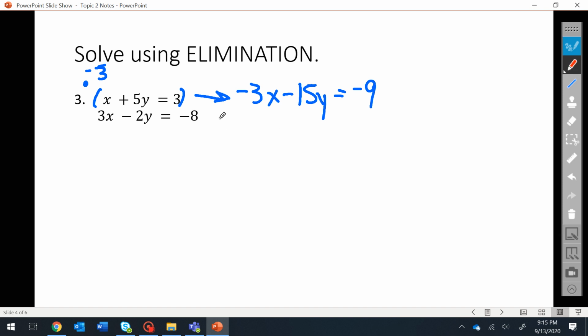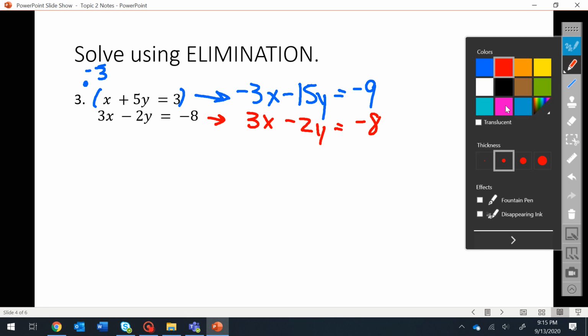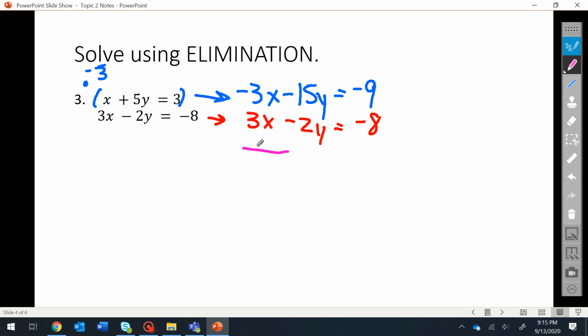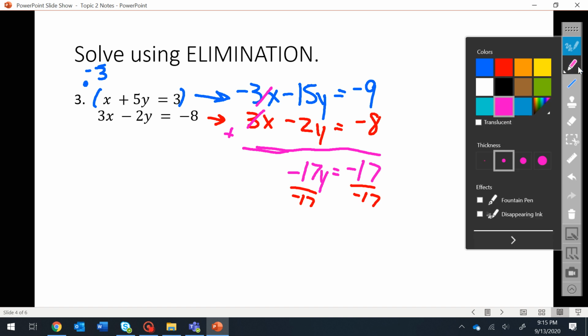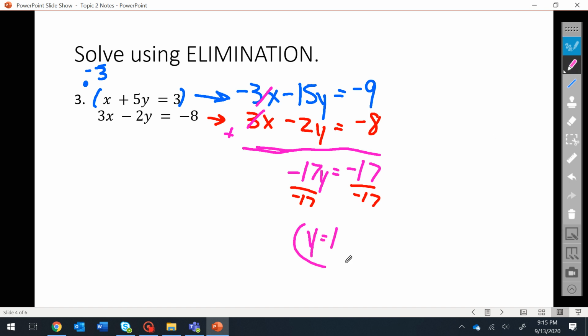And the second equation I'm going to leave the same. The reason is because now I have variables that will cancel when I add the equations. These x's will cancel when I add the equations. If I add these equations, negative 3x and 3x cancel out. Negative 15 plus negative 2 is negative 17y, and negative 9 plus negative 8 is negative 17. And now I can solve this for y. Divide by negative 17 on both sides, and it looks like my y-coordinate is positive 1.